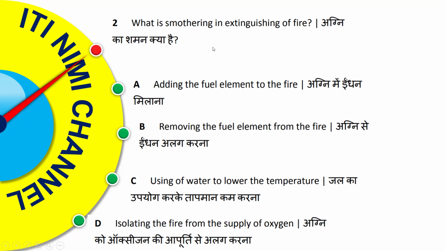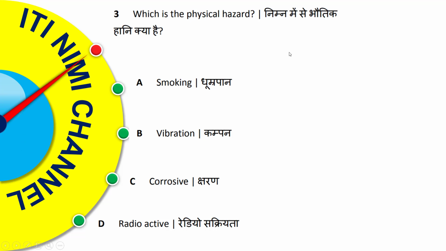What is smothering in extinguishing of fire? Adding the fuel element to the fire, removing the fuel element from the fire, using water to lower the temperature, isolating the fire from the supply of oxygen. The answer is isolating the fire from the supply of oxygen. Which is the physical hazard? Smoking, vibration, corrosive, radioactive. The answer is vibration.